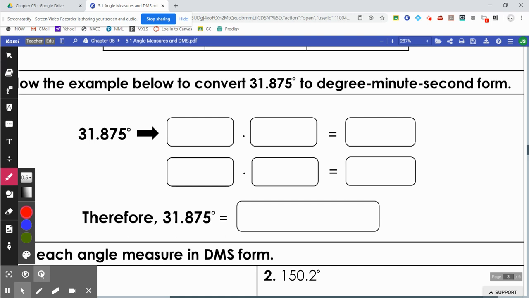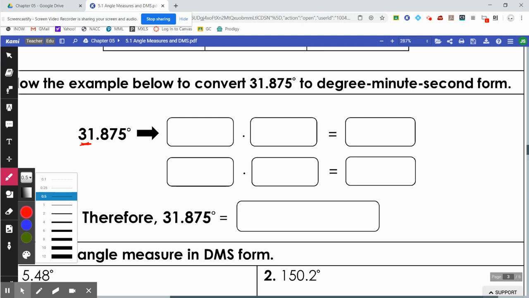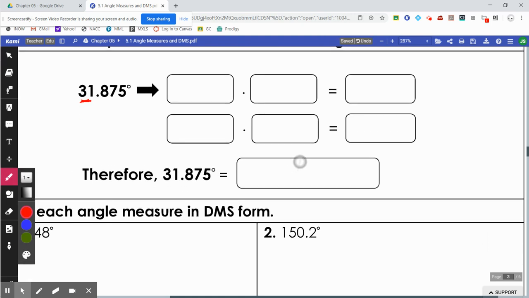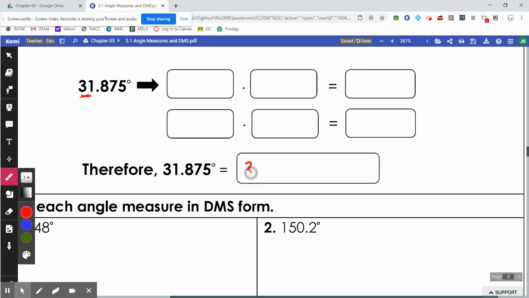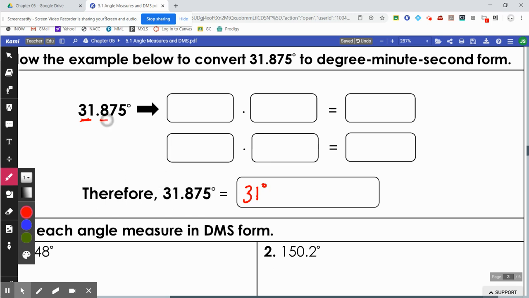So if you have 31.875, first off, the 31 out front, that's the number of full degrees. So we know that we have 31 full degrees, so we can go ahead and put that. Now what you're going to take is the remnant, the leftover, the 0.875. Now that's a partial degree. That's a portion of a degree. That's a portion of, and we know again, a full degree would be 60 minutes. So that's a portion of 60 minutes.